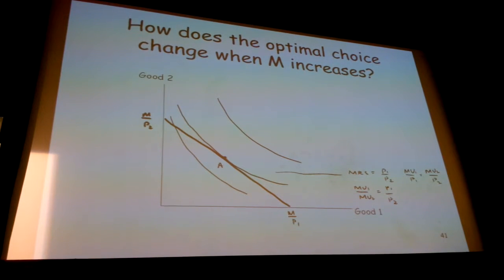So let's suppose that our new budget constraint, and I'll try and draw a parallel line here, looks like the following.